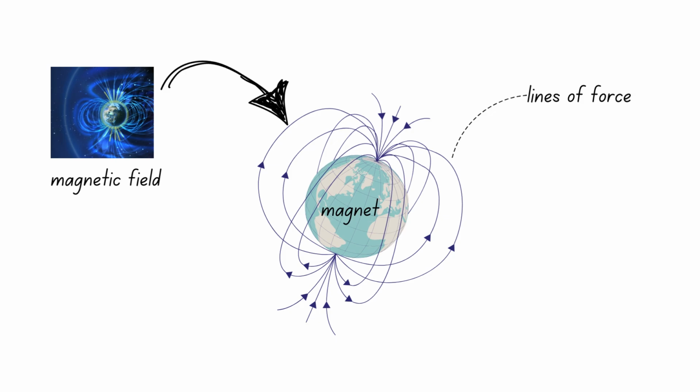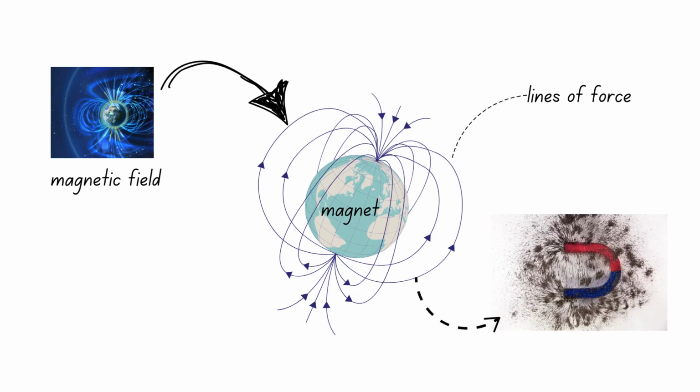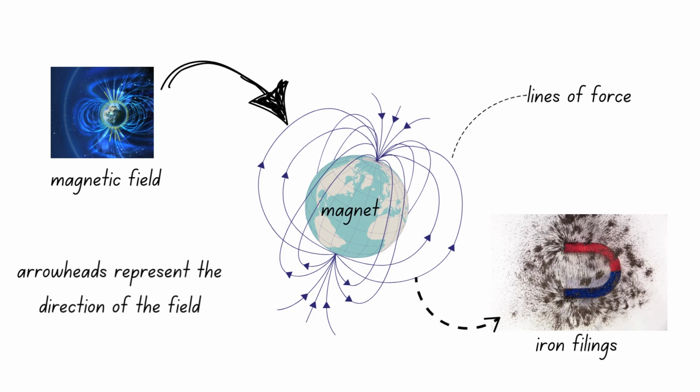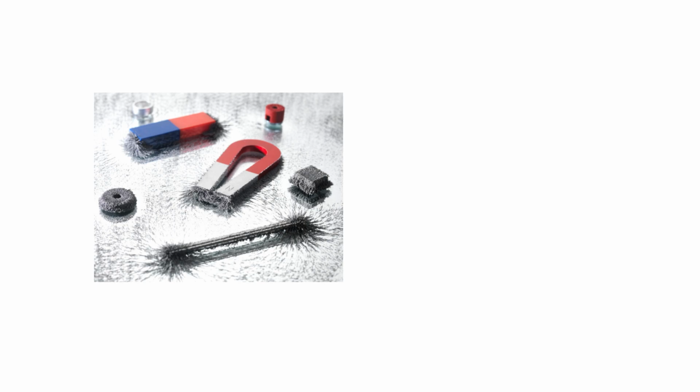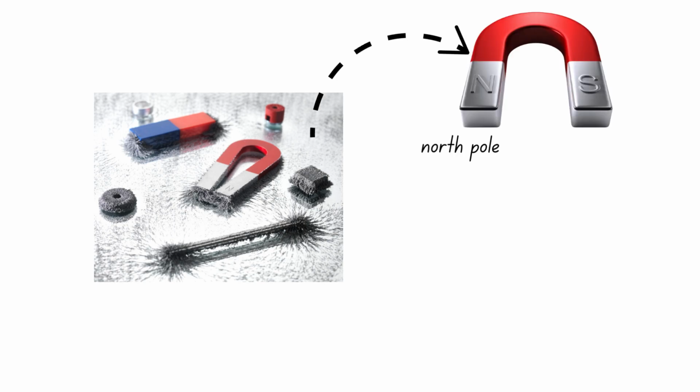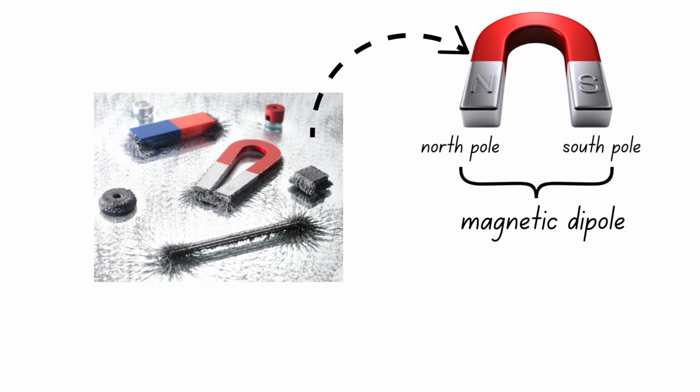These can be visualized by tracing them out using iron filings sprinkled on a sheet of paper that is placed over the magnet. These lines of force have arrowheads on them, representing the direction of the field, and they never cross each other. Any magnetic material, regardless of its shape, has two poles, a north pole and a south pole. These poles constitute what is known as a magnetic dipole. The term dipole refers to two opposite magnetic poles separated by some distance.